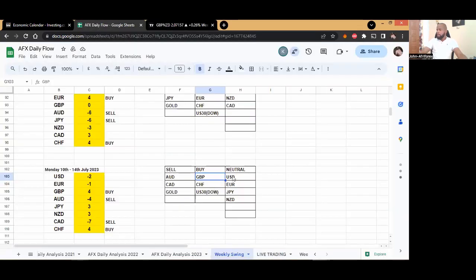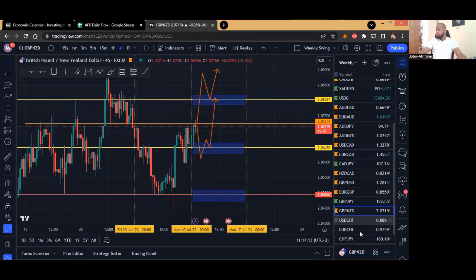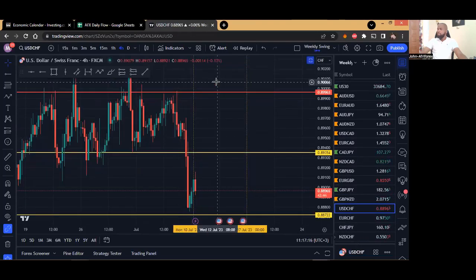So we're going to move on to the last ones, which are the Swiss franc pairs. Mix and match them up with everything on the neutral. And of course, remember, if you have any questions, feel free to send them in on the Q&A. We'll be looking at them in a bit.